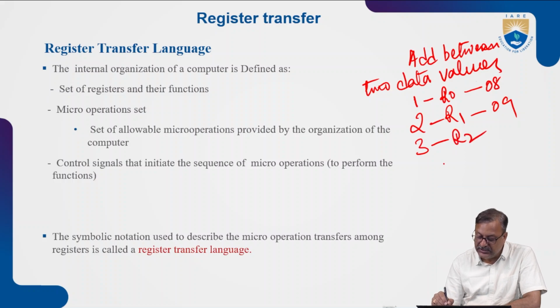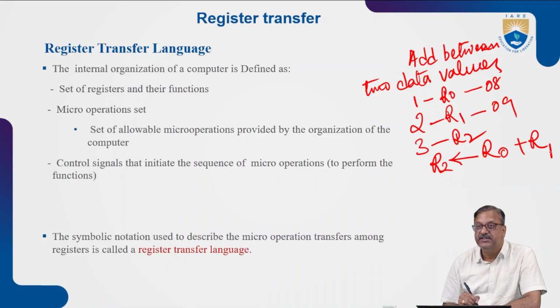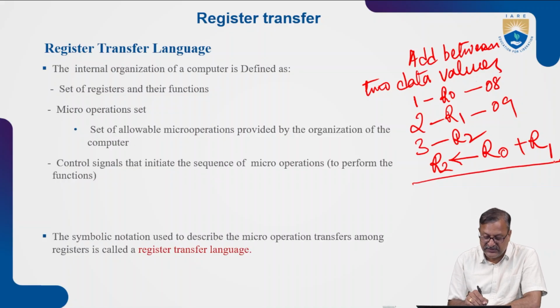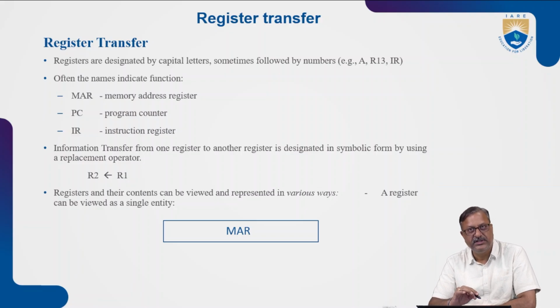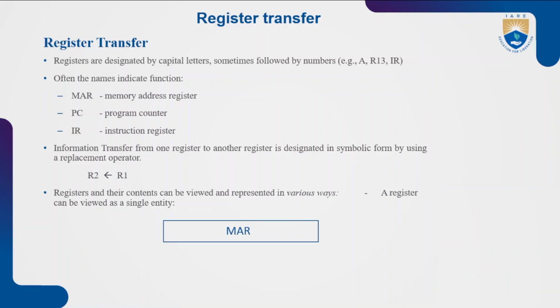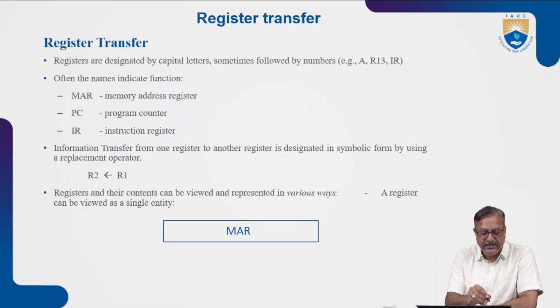Then the notation is R2 = R0 + R1. This sequence of notation is called symbolic notation, and what we are defining is called register transfer. The same thing in a symbolic representation for performing micro operations is defined. Here, register transfers are designated with a capital letter, sometimes followed by numbers.